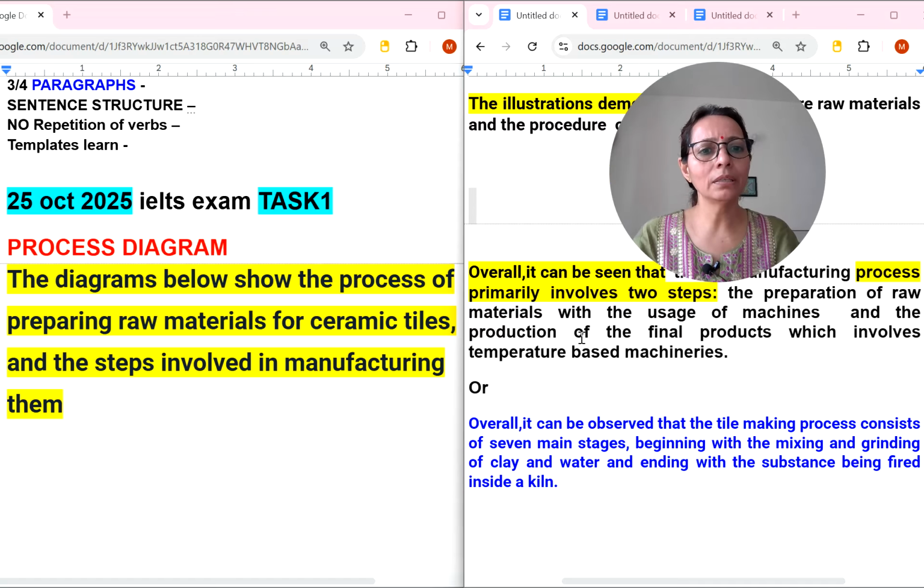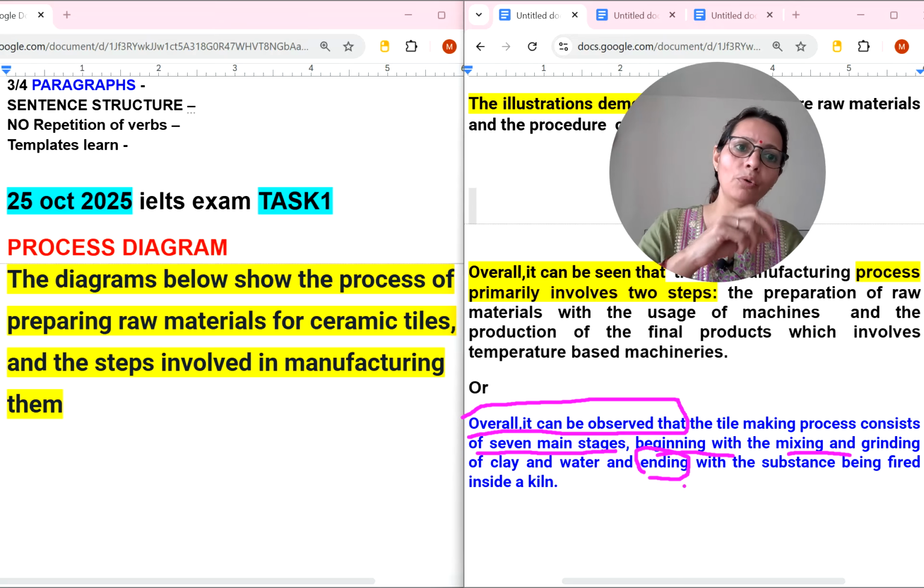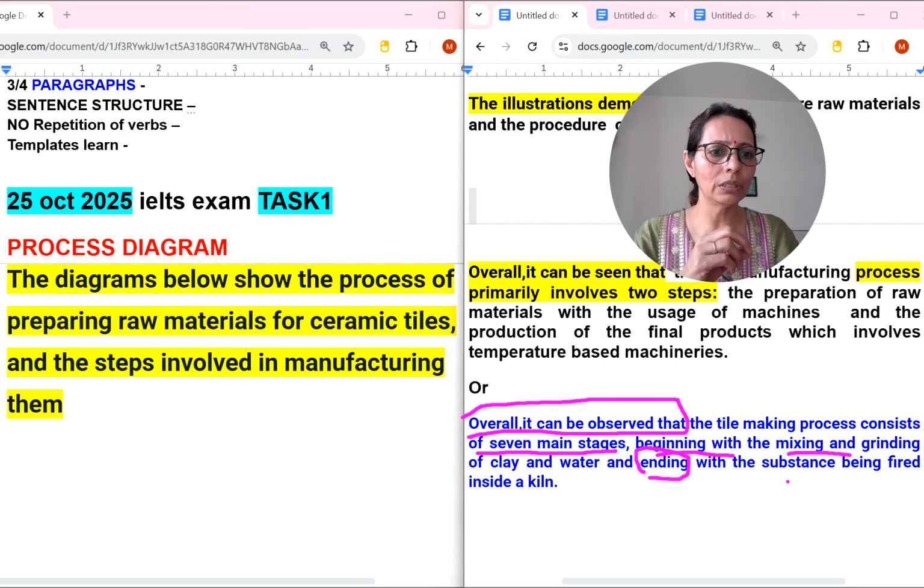Now, another option you can write: overall, it can be observed that, same thing, I have just paraphrased it, that the tile manufacturer. This is the same ready-made language, you can learn it. The tile making process consists of 7 main stages. As I told you, we can see 7 stages, beginning with the mixing and grinding of clay and water, and ending. So first we have taken the name of the beginning, first step, and the name of the end step, finishing with the substance being fired inside a kiln.